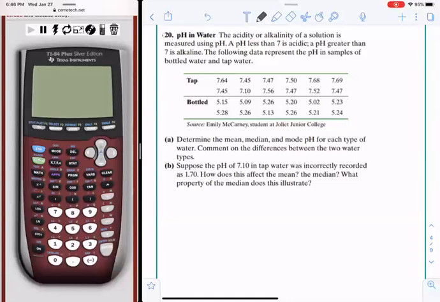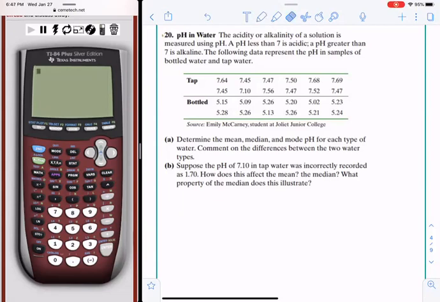So here is an example about pH. The acidity or alkalinity, in other words, the basic property of a solution, is measured using pH. So if a solution has a pH less than 7, the solution, whatever it might be, is acidic. If it is exactly 7, then the solution is neutral. And if it goes over 7, then it is basic, it's alkaline.